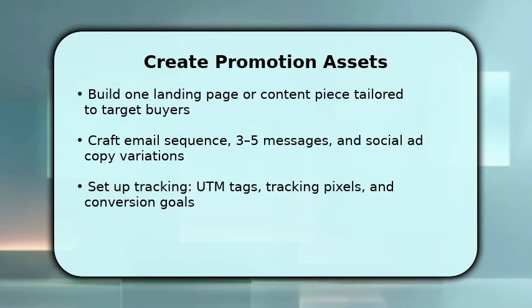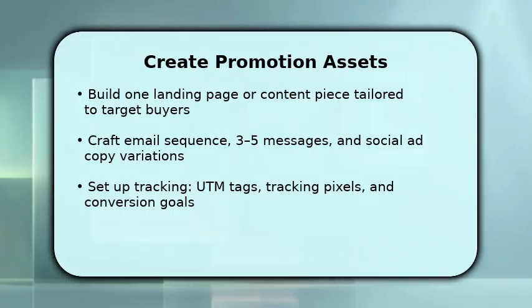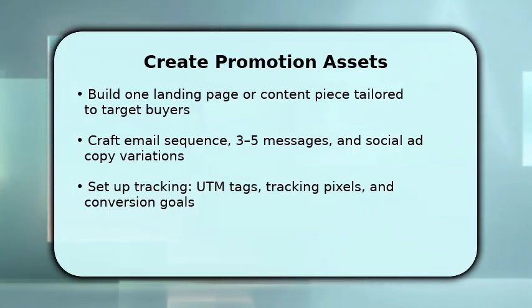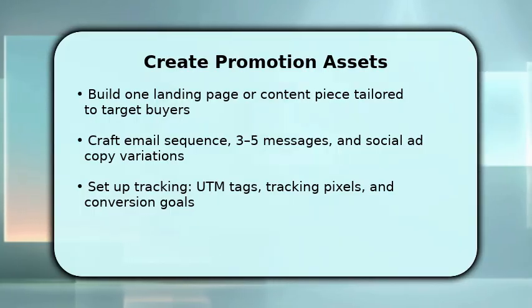Next, you create the actual promotion assets that drive clicks and conversions. Start with a landing page or core content that speaks directly to your buyer's problem. Explain benefits and include your affiliate link. Then, write a short email sequence of 3 to 5 messages and craft 2-3 social ad variations for testing.